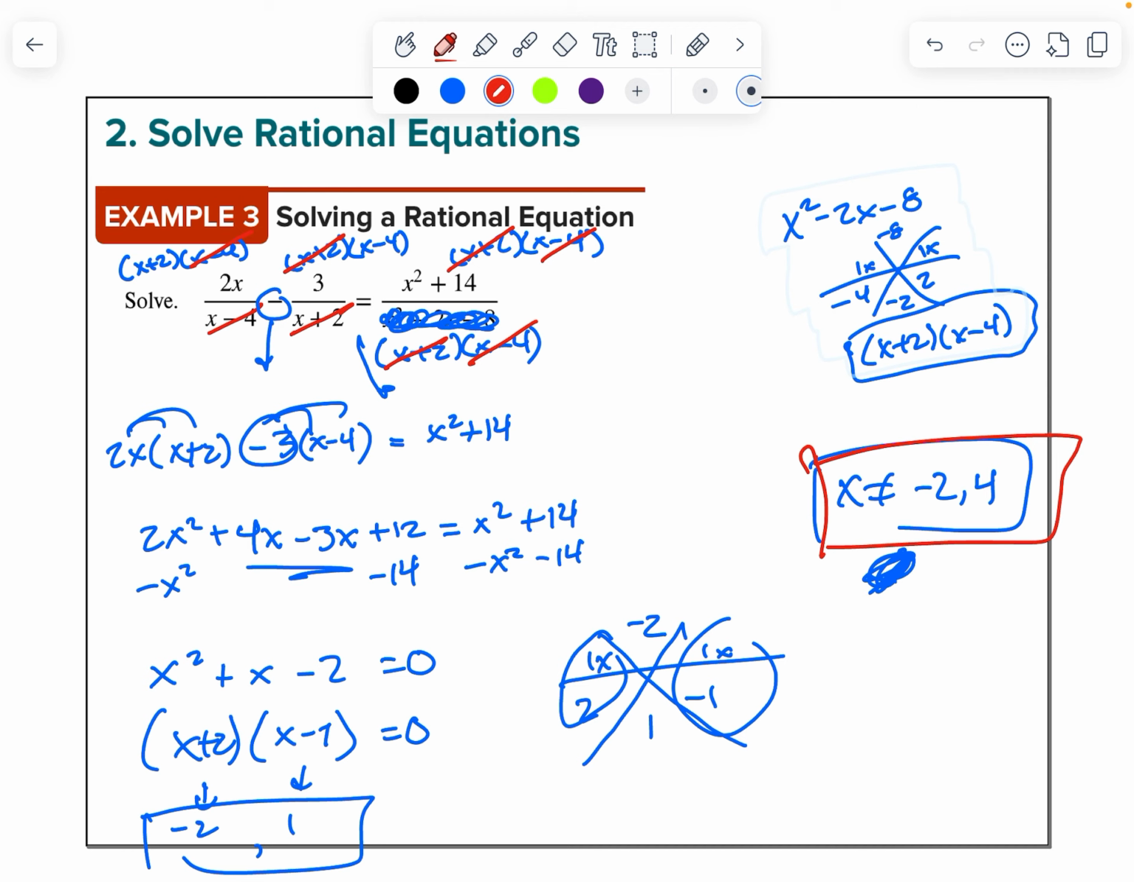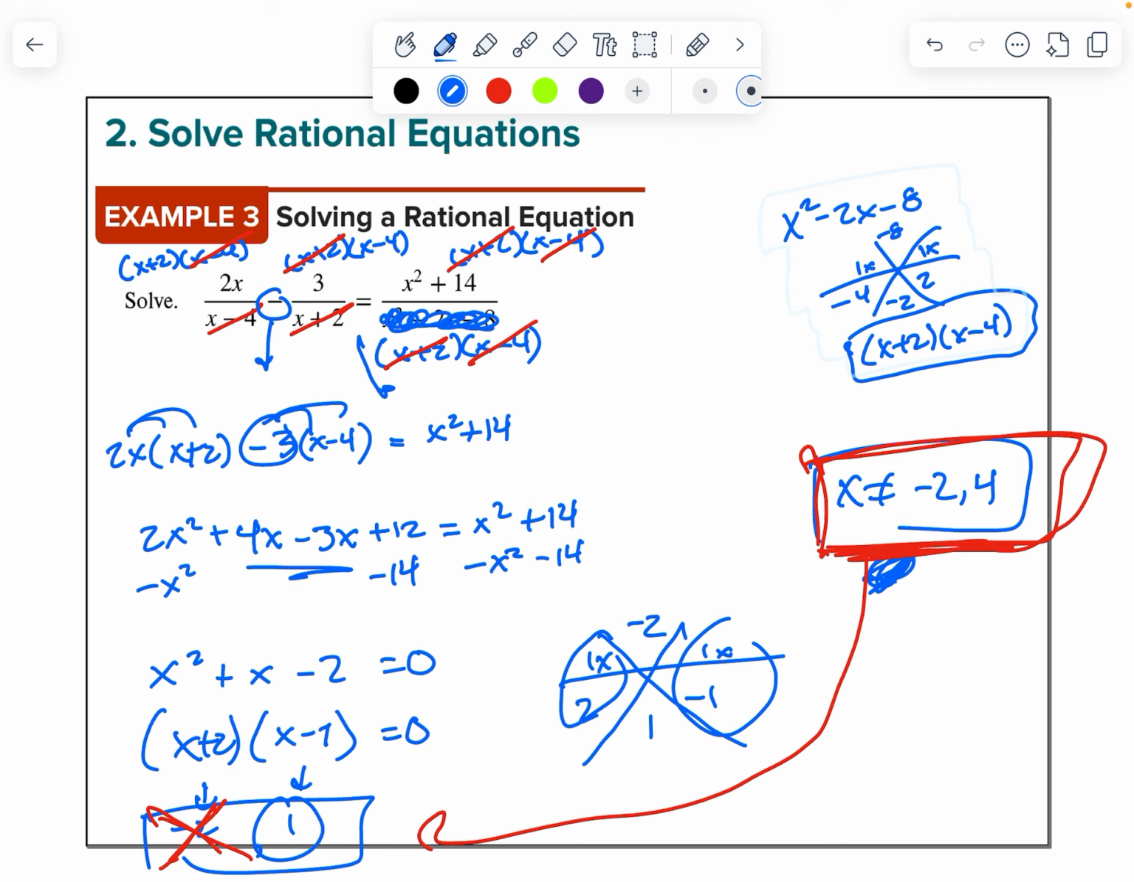But if it asks for the solutions, you still need to keep up with the restrictions, because in the end we have to get rid of one of those answers. Negative 2, we just said x cannot equal negative 2. So we've got to get rid of that answer. Our only answer that works here is 1.